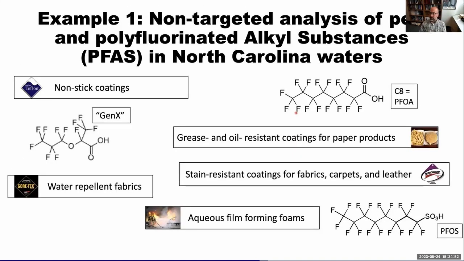So I'm going to go through two examples for you of how we use these technologies in our laboratory to do environmental contaminant assessment relevant to human exposure. The first one is non-targeted analysis of PFAS in North Carolina waters. Okay, and so I probably don't need to spend a lot of time introducing PFAS. We all have heard of these compounds.